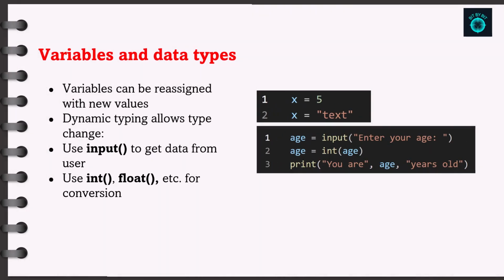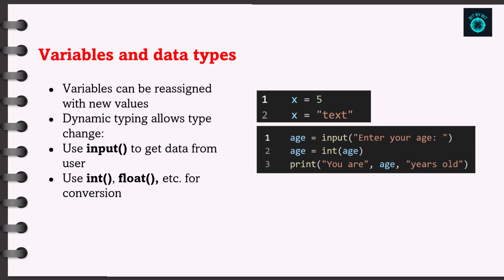Python variables are flexible. You can reassign them to different values or even different types. For example, x equals 5 sets x as an integer, but then x equals "text" turns it into a string. This is another example of Python's dynamic typing.